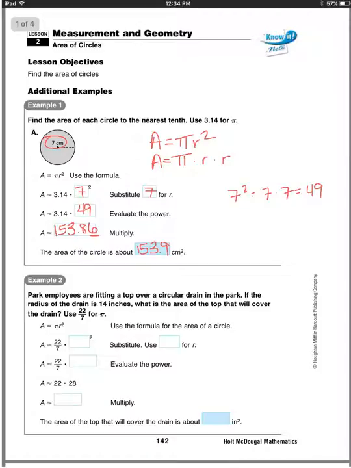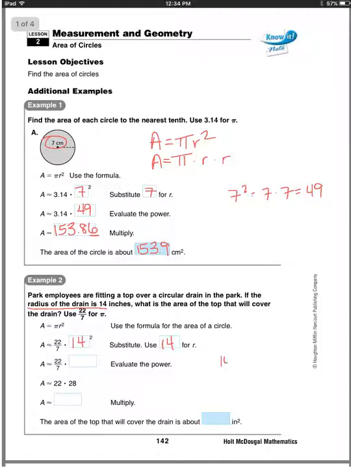Park employees are fitting a top over a circular drain in the park. If the radius of the drain is 14 inches, what is the area of the top that will cover the drain? Use 22/7 for pi. So, it tells us the radius of the drain is 14. So we're going to use 14 for the radius.